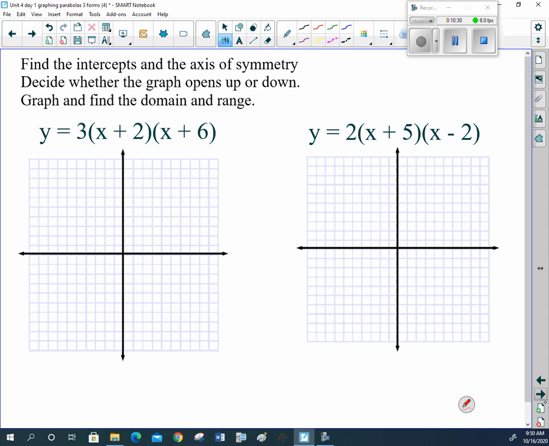So it says find the intercepts and the axis of symmetry, decide whether the graph opens up or down, graph, and find the domain and range. Okay, so this one right here, first thing you have to do is recognize what form you're in, and this is in intercept form. This is telling me that my x equals -2 and x equals -6, so my intercepts are at (-2, 0) and (-6, 0).